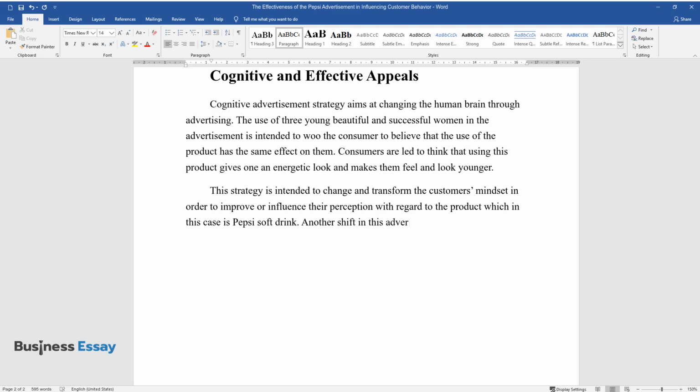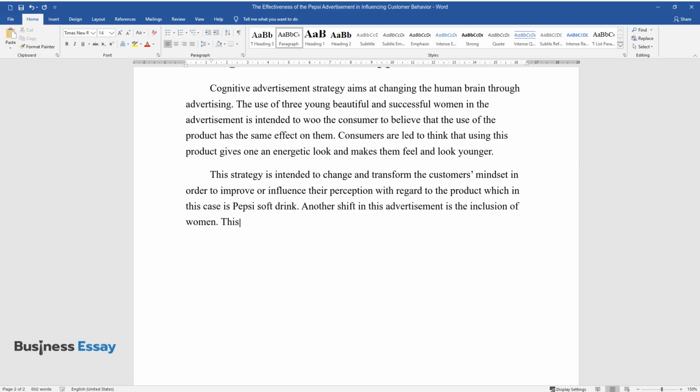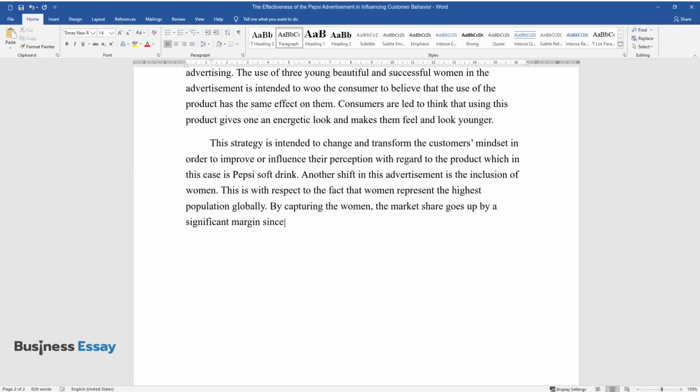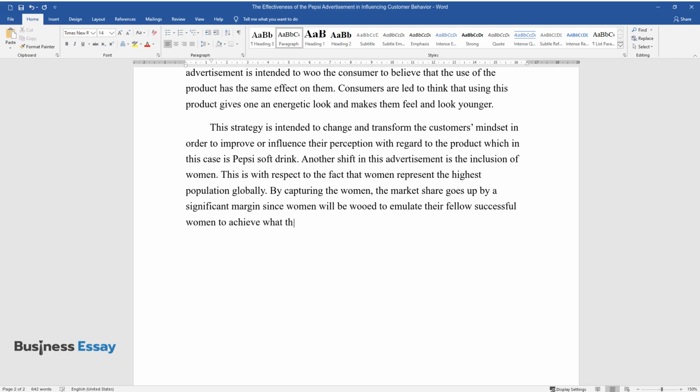Another shift in this advertisement is the inclusion of women. This is with respect to the fact that women represent the highest population globally. By capturing the women, the market share goes up by a significant margin since women will be wooed to emulate their fellow successful women to achieve what they have achieved.